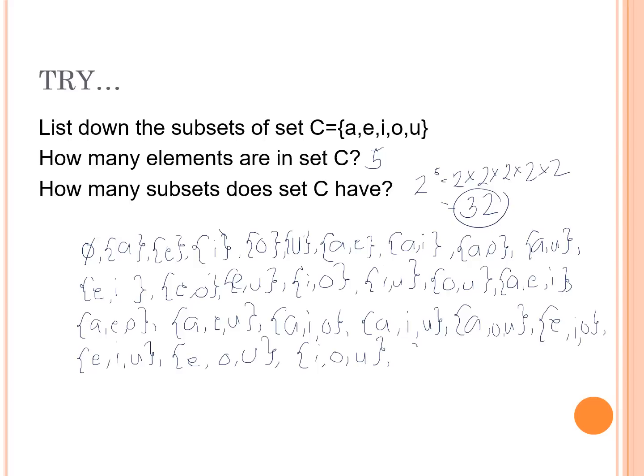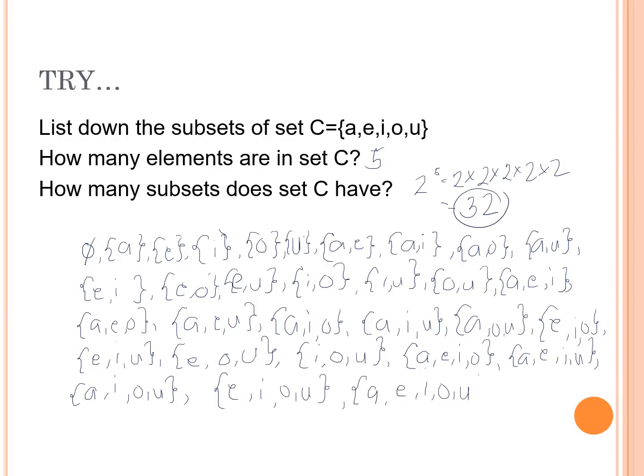We continue with combination of four. We have A, E, I, O. A, E, I, U. What else? A, I, O, U. And then E, I, O, U. Then all of the elements A, E, I, O, U.